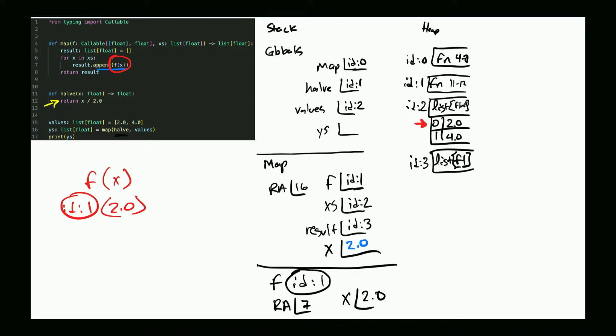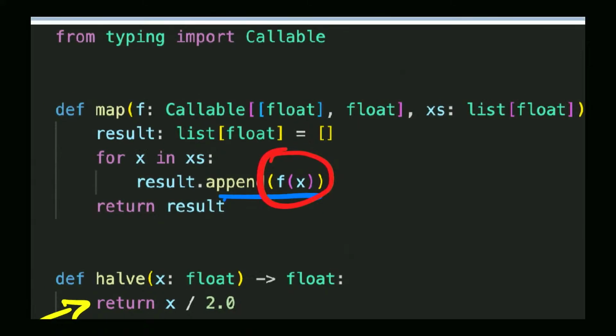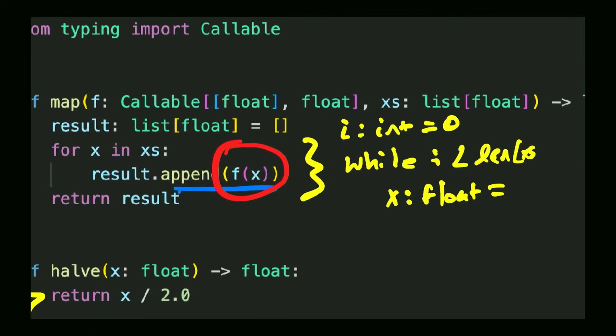How do we figure out x is 2.0? So this has to do with this for-in loop, right? This for-in loop is equivalent to a loop where we have i int 0, while i less than length of x's, and then the first line would be x is a float, that is x's at i, and then i plus equal 1 down here, right? And then the same things here.